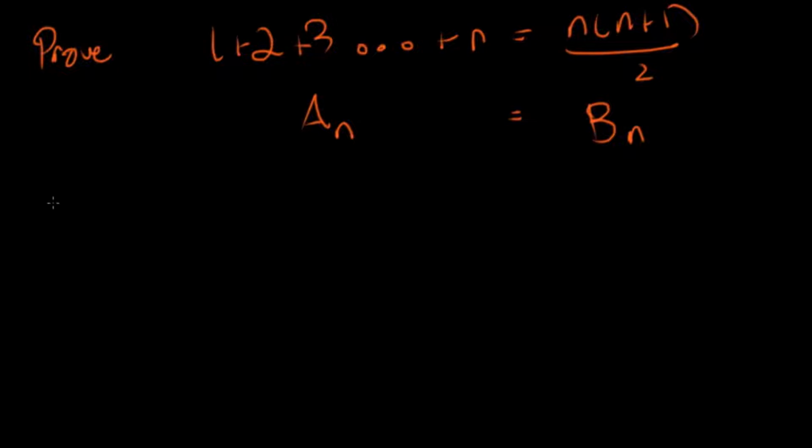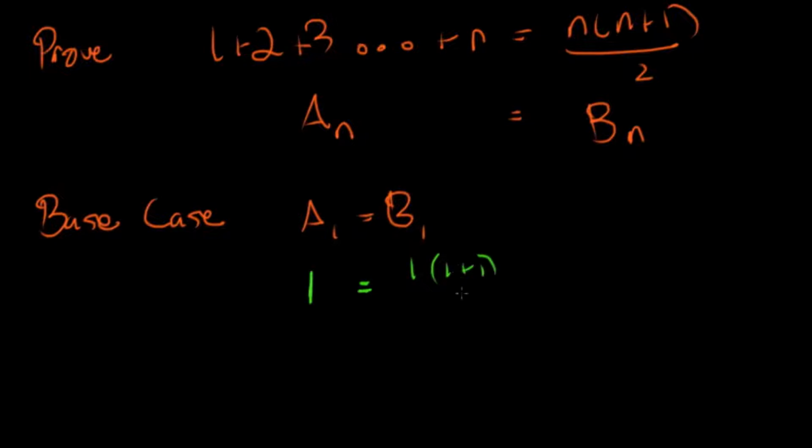We call this A sub 1 is equal to B sub 1 the base case. So step 1 when doing an induction proof, you want to prove the base case. And then we're going to show that the base case and then every case after that is true. So is it true that A sub 1 is equal to B sub 1? A sub 1 of the first sequence is just 1. It's that first term. And then B sub 1 is going to be 1 times 1 plus 1 all over 2, which is equal to 1. All right, so the base case checks out.